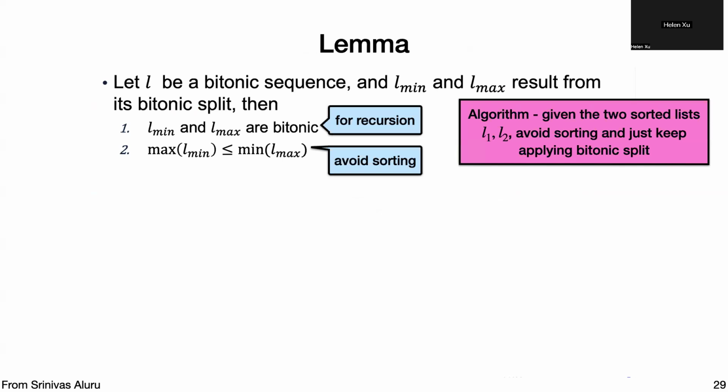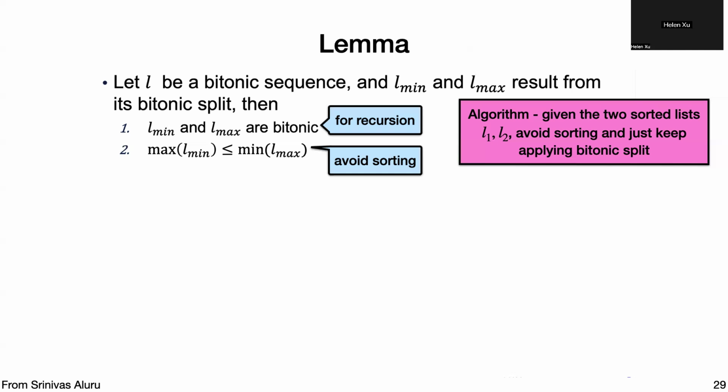So the first lemma that we want to prove is: given a Bitonic sequence, and L min and L max that you got from the Bitonic split, we want to prove two things. First, L min and L max are Bitonic, which we were showing with the pictures. We want to prove that so that we can recurse on the two halves without additional work. And we want to show that the max of L min is at most the min of L max. This allows us to avoid sorting in the recursive levels. You can just keep going down.